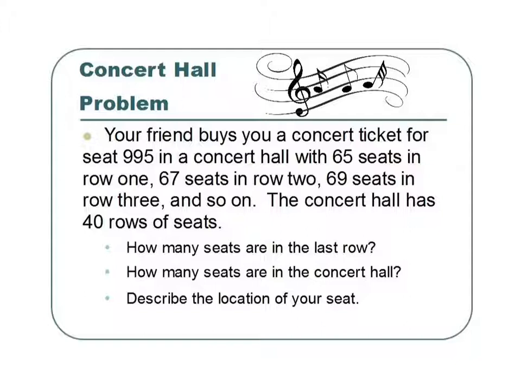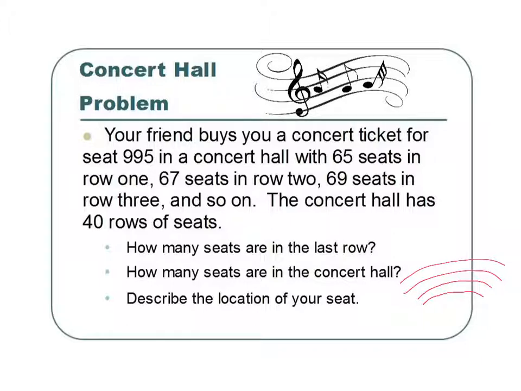So it says your friend buys you a concert ticket for seat 995 in a concert hall with 65 seats in row 1, 67 seats in row 2, 69 seats in row 3. If you can envision that, really it's just getting wider the farther back you go. So in this row there's 65, and then it's a little bit wider, a little bit wider. And so each time it looks like we are adding 2 more seats. The concert hall has 40 rows of seats.